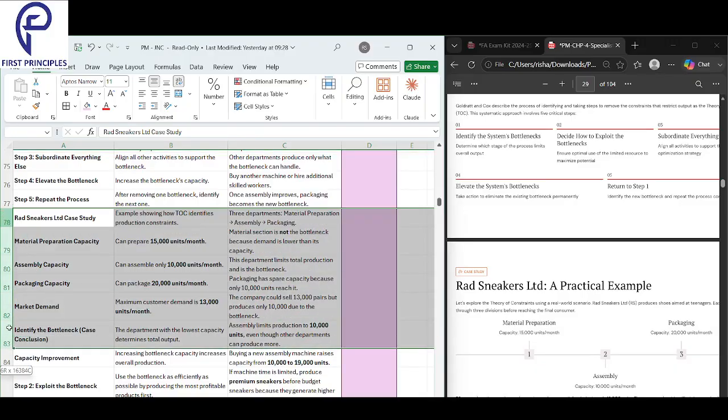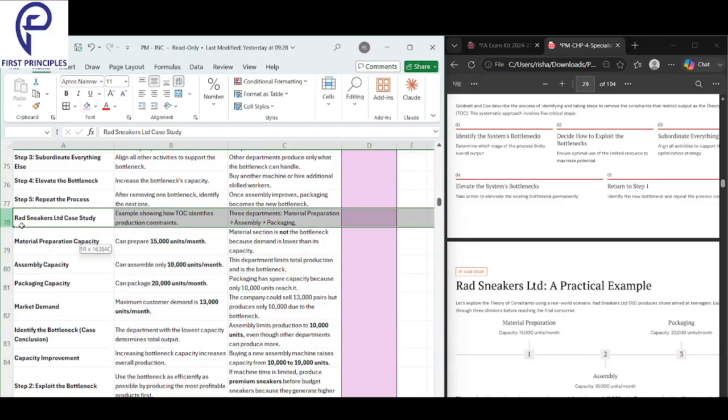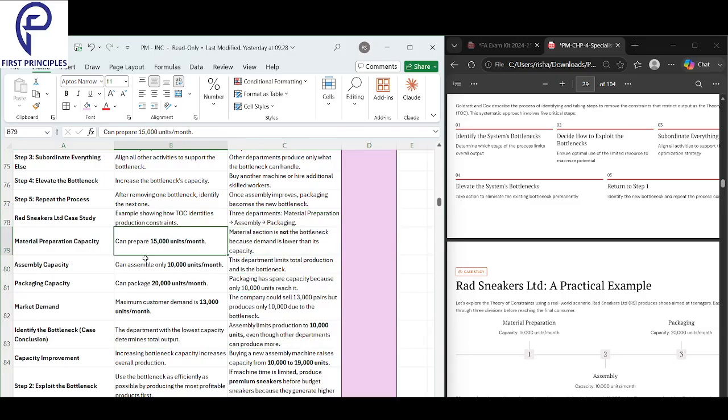Which we look into. Okay. So, the red sneakers case study. Basically there's material preparation capacity. Material selection is not the bottleneck because demand is slower than its capacity. So you can prepare how much? 15,000 units per month. This department limits the total production and is the bottleneck. It can only assemble 10,000 units. Everyone is doing 15,000, this is only doing 10,000. And packaging has spare capacity because only 10,000 units reach it.